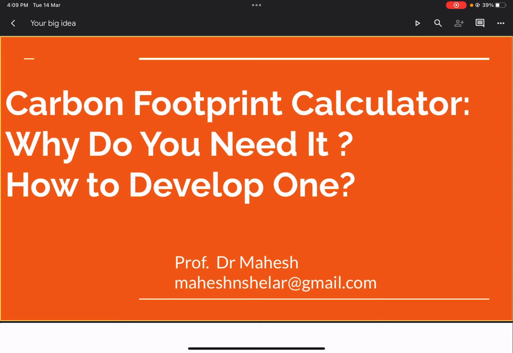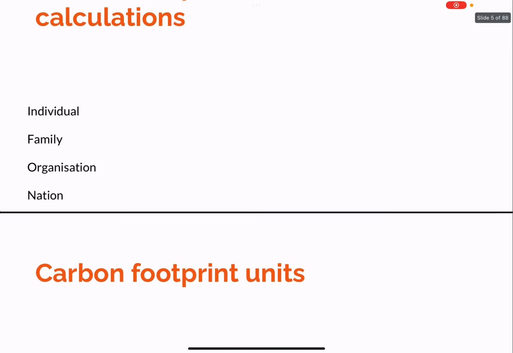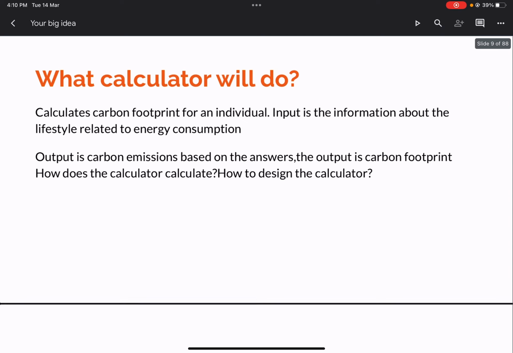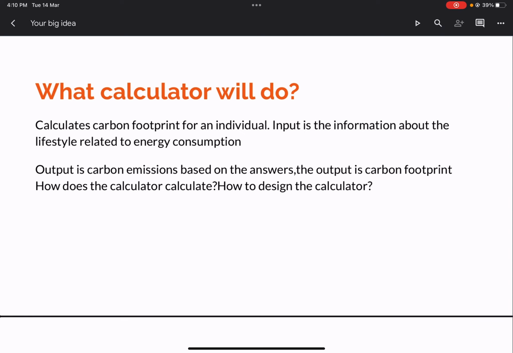A carbon footprint calculator could be designed as an app, or it could be designed as a program. What inputs, or what questions, the carbon footprint calculator needs to ask is what we will be discussing today, right? So for this, let us see the role of a carbon footprint calculator.